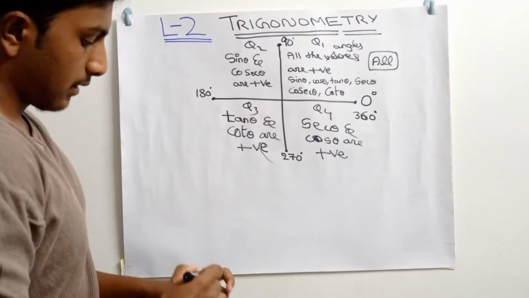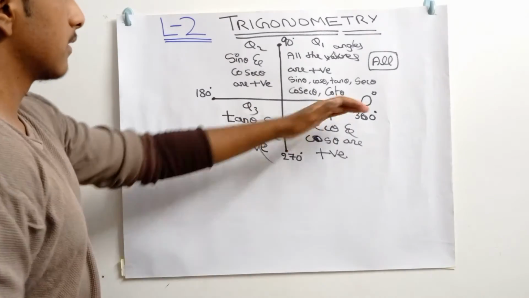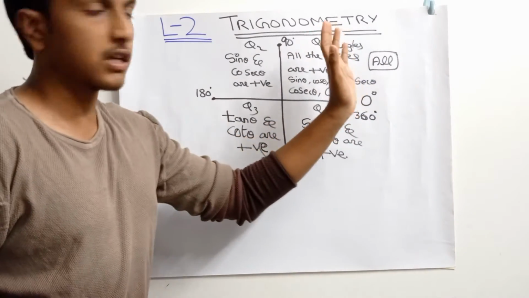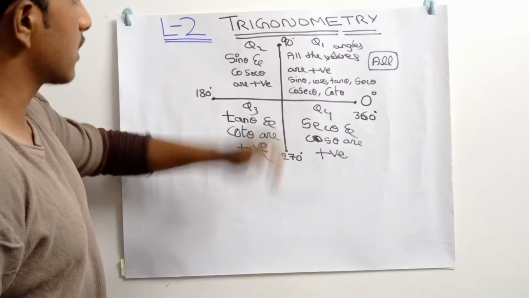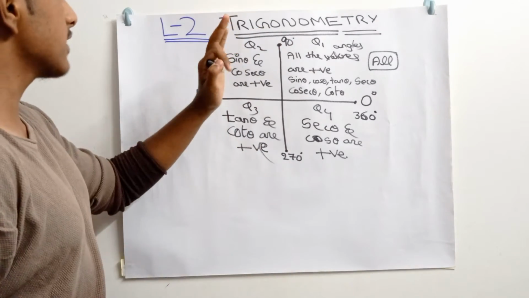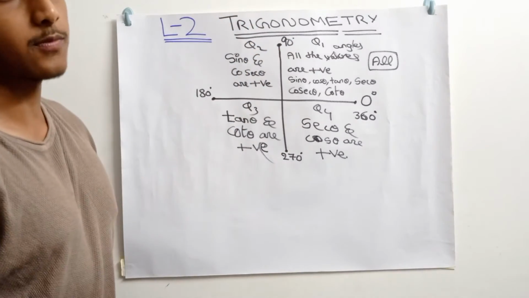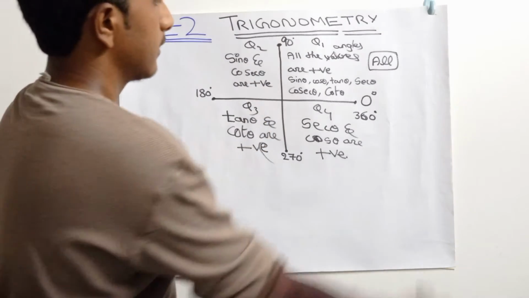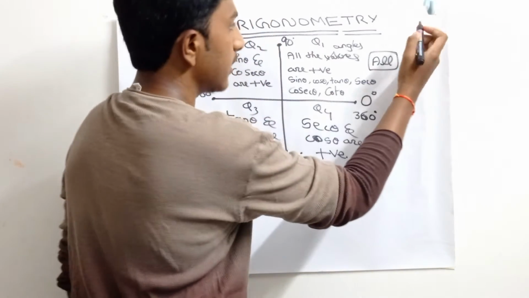Now, I will tell you a small trick. 0 to 90, all the angles are positive. That means sin, cos, tan, secant, cosecant, cot, everything is positive. Coming to the second one, remember that sin theta and the inverse of sin theta are positive. In the previous lecture I told you about the inverse of sin theta, I am writing it here.